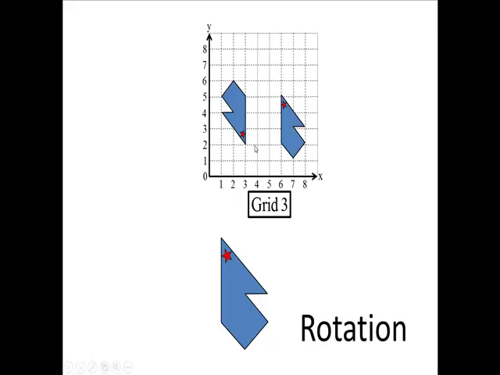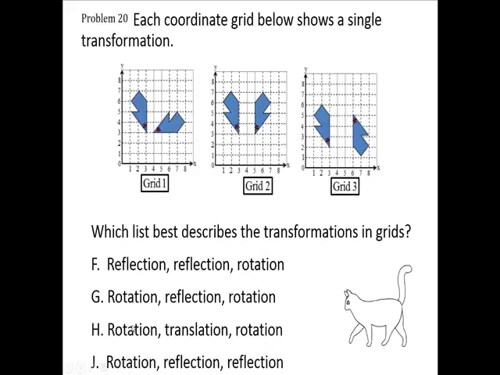So grids 1 and 3 are rotations. That would be answer G. Grid 1 and 3 are rotations, and you had a reflection in the middle.